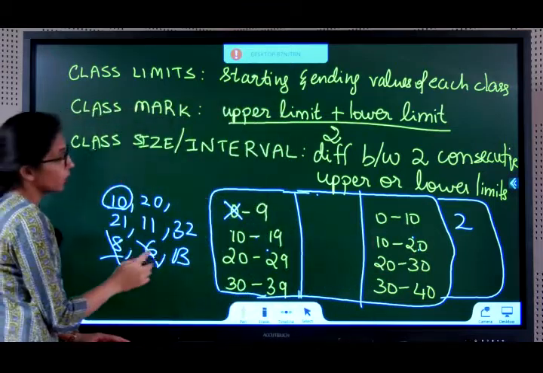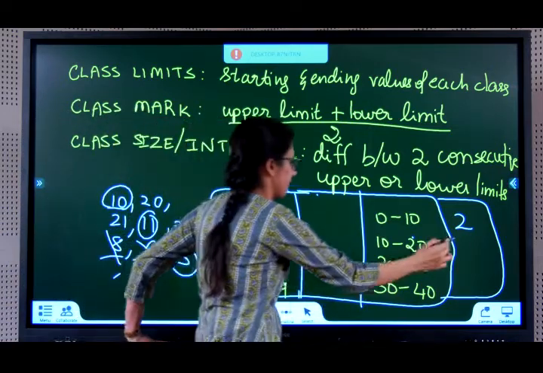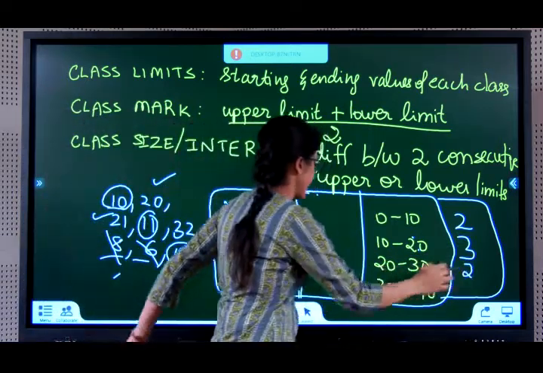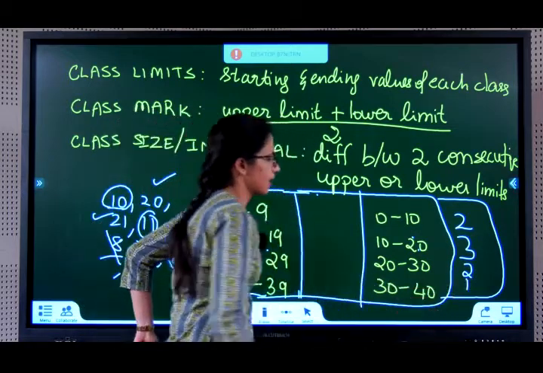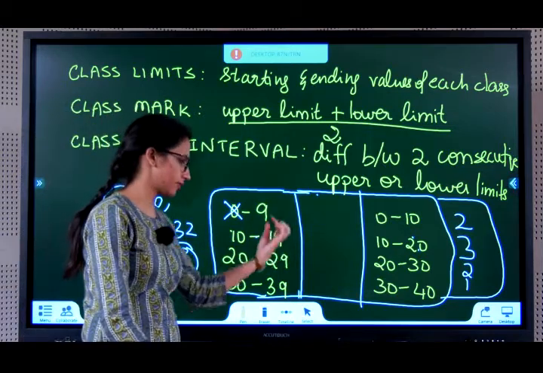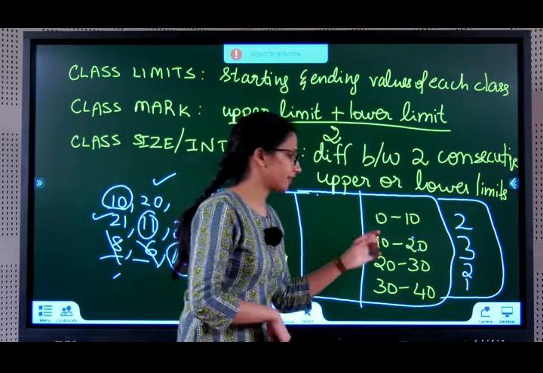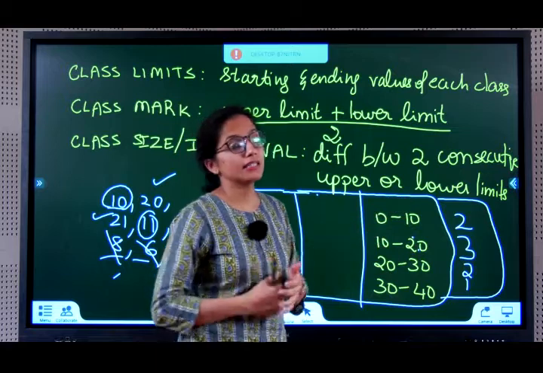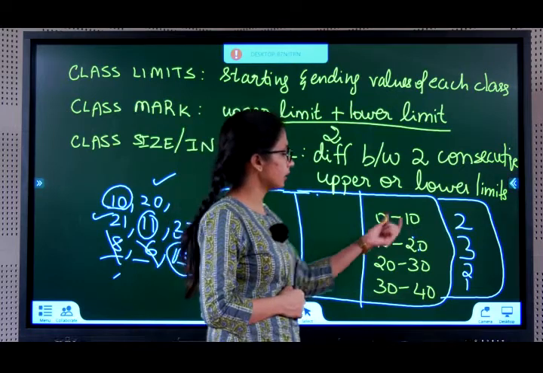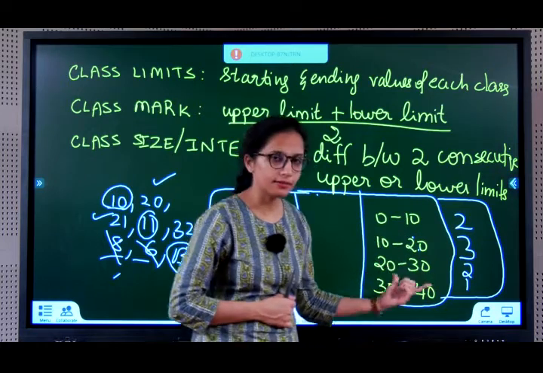Remember that. So 10 to 20, who all lie? 10, 11, 13, 3. 20 to 30: 20 lies, 21 lies, 2. And 32 belongs to the last class. Understood? So we learned two things here. If you want to calculate the class size, we take subtraction of two consecutive upper limits or two consecutive lower limits. And if it is continuous data and you have to calculate frequency, please include the value where the lower limit is. 20 is not included in this class but is included in the third class.